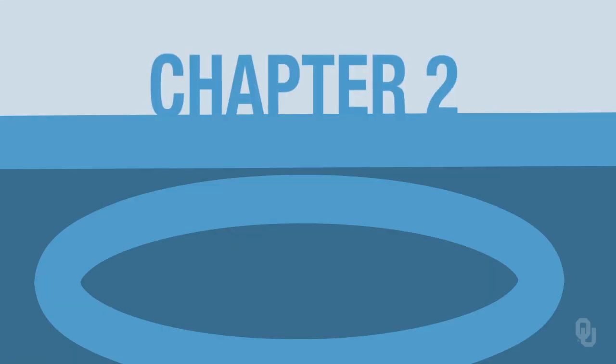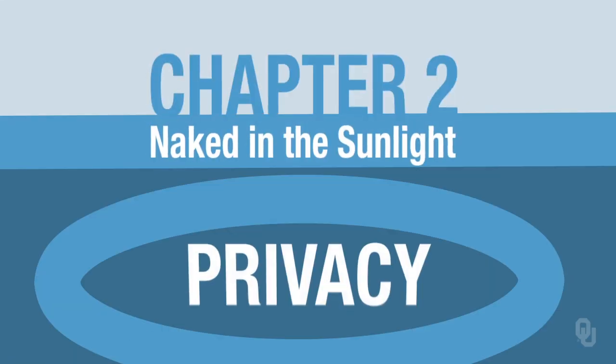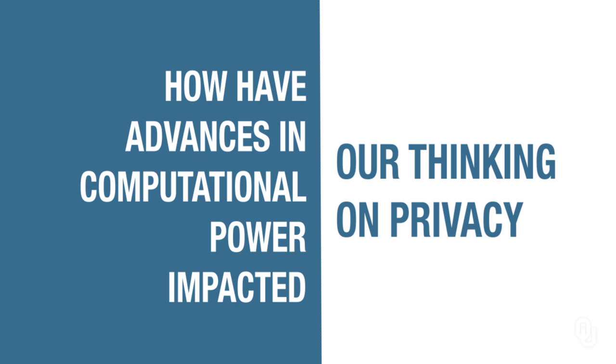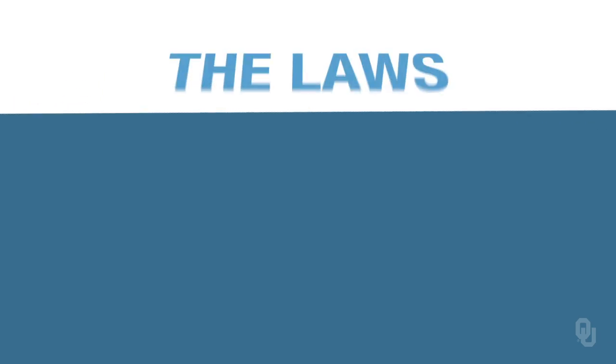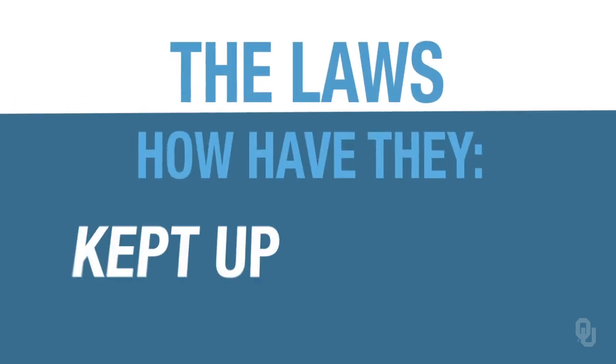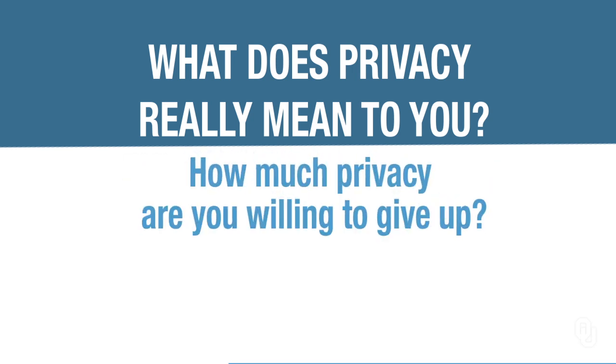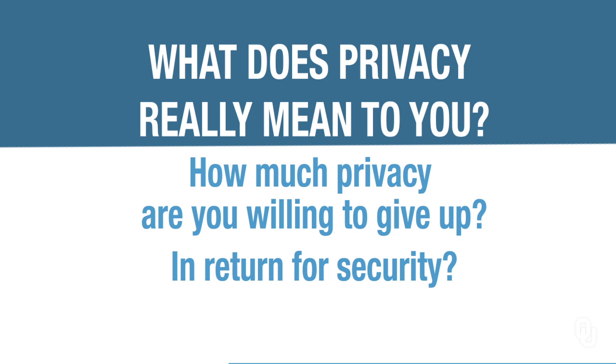For chapter 2, it's called Naked in the Sunlight, and the focus of chapter 2 is on privacy. We're going to talk a lot about how the advances in computational power have affected our thinking on privacy. What we thought was privacy 50 years ago is very different than what we think of as privacy now. We'll talk about the laws and how they have and have not kept up with the changes in computational power. And we'll talk about what privacy really means to you. How much privacy are you willing to give up in return for security?